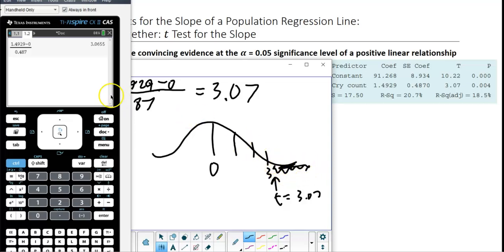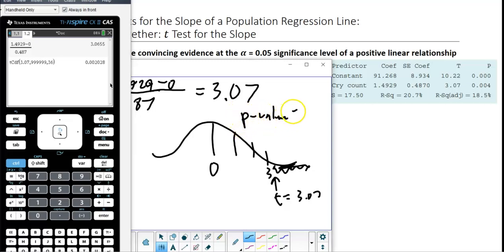So you would get out your calculator and do the tcdf command. So I'm just going to type tcdf. I think it's 3.07 to infinity, and then degrees of freedom, I think it was 36. Does that sound right? I think that's right. 0.002. So the p-value is 0.002.